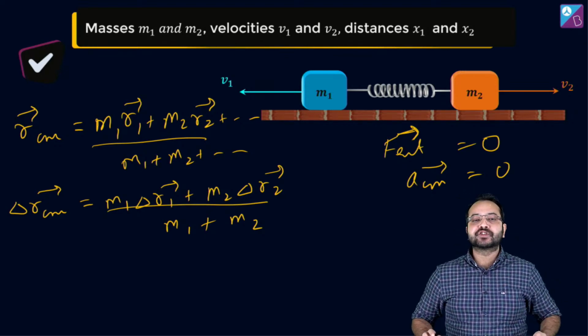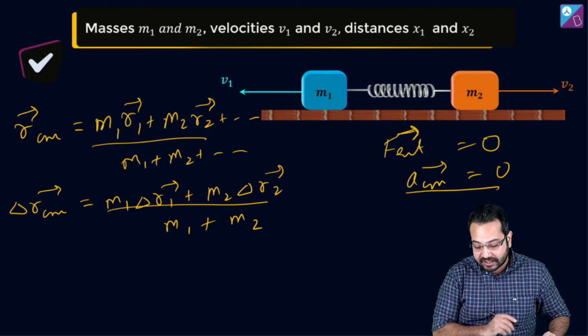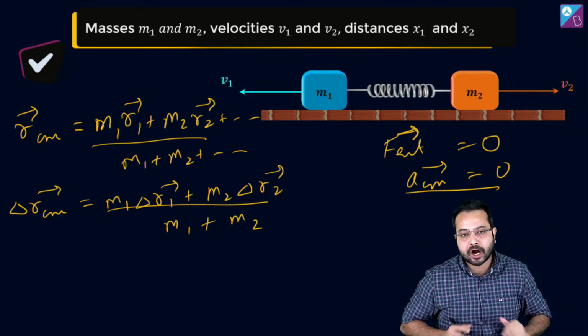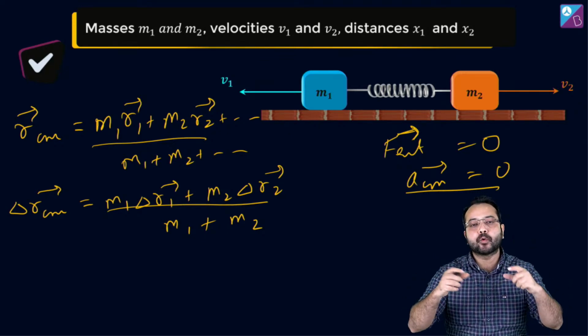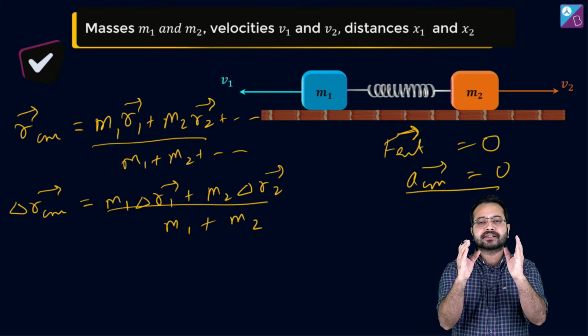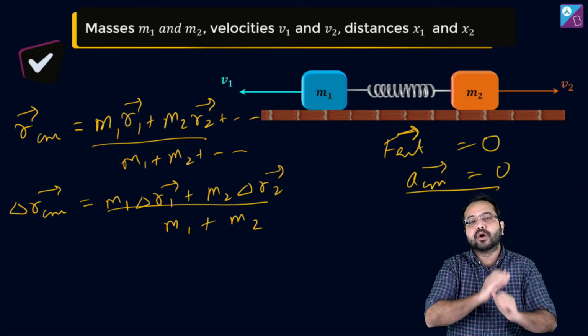The internal forces cannot affect the center of mass. Is that correct? So the acceleration of the center of mass is 0. Now think about how we started. We started when both the blocks were at rest. Is that correct? So we compressed the blocks, and at the time of release, both the blocks were at rest.